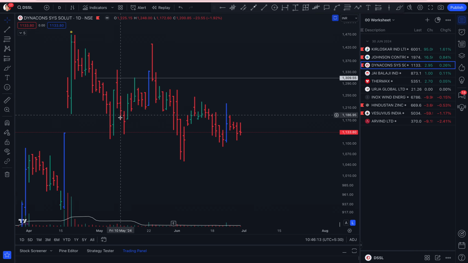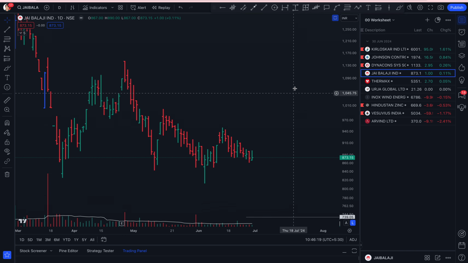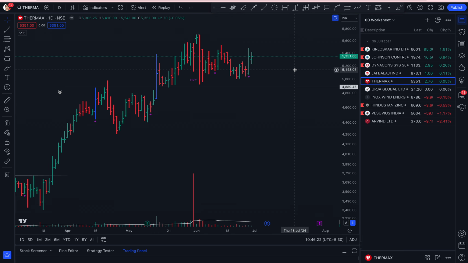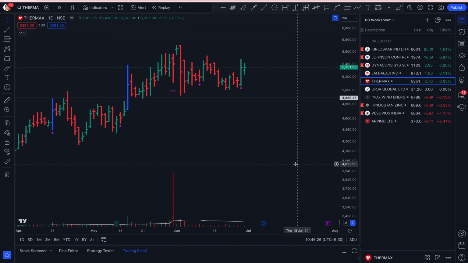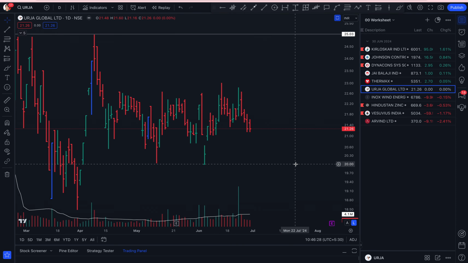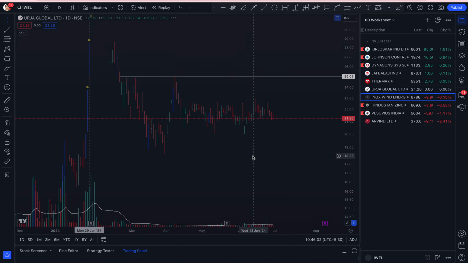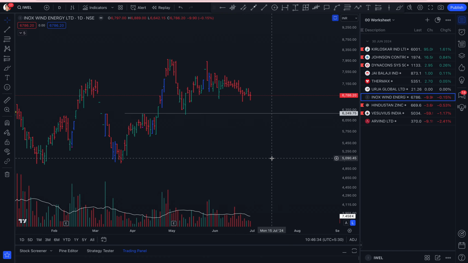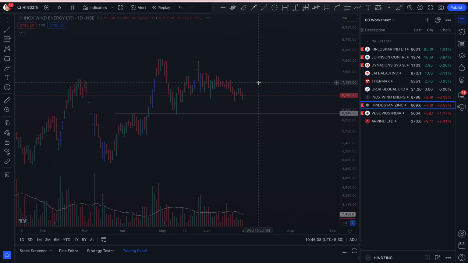So Dynacons, the tightness is decreasing from left to right. Jai Balaji also, but again, this is like T1, T2, T3, possibly in Thermax. Urja Global, getting tighter at the base. Inox Wind, don't like this, but again, this is also like a VCP getting tight.